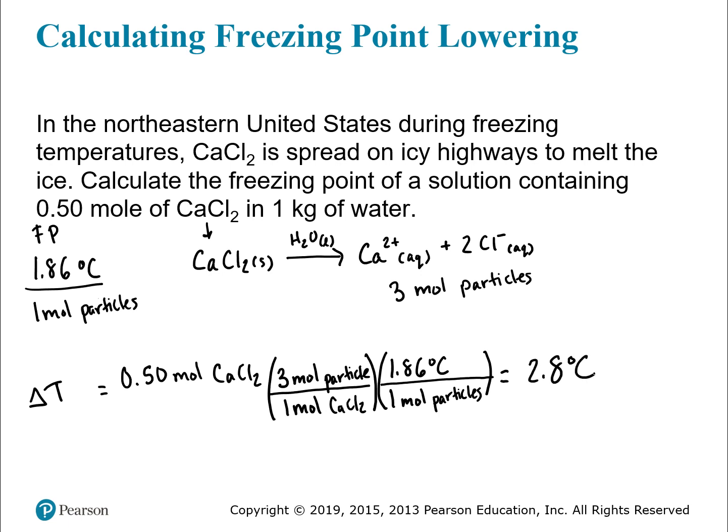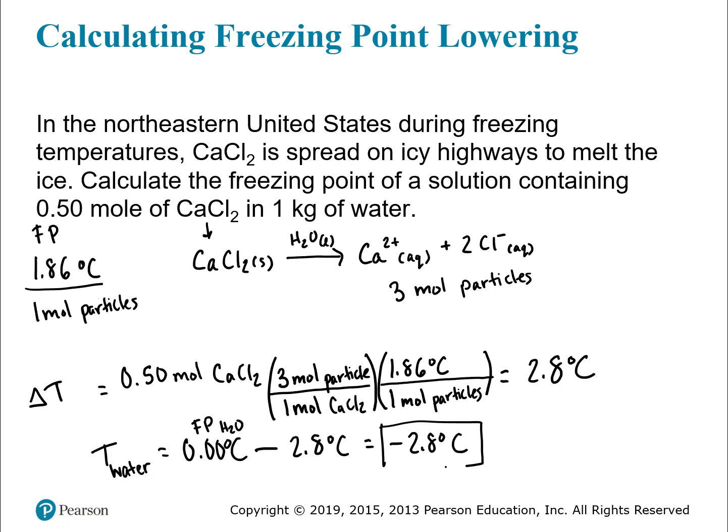This 2.8 degrees Celsius is not the final answer. This tells you how much the freezing point of water has been lowered. So the temperature of the water for the freezing point is going to be the original freezing point, which is 0 degrees Celsius, minus our temperature change. So the new freezing point is negative 2.8 degrees Celsius.